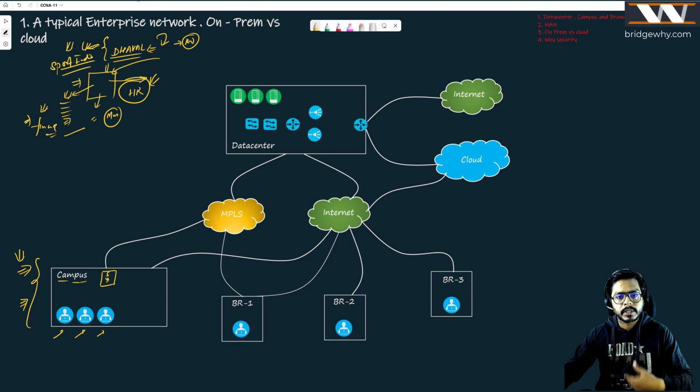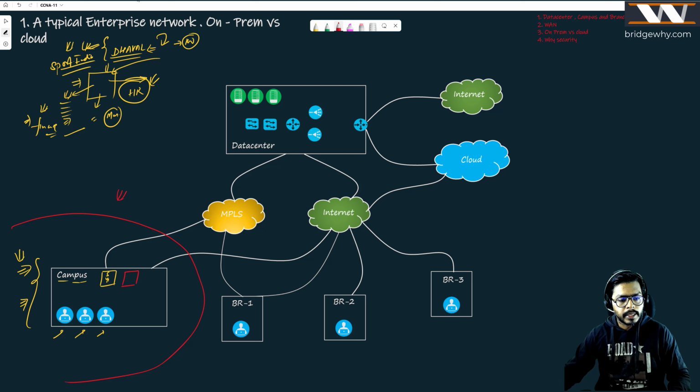Do not worry about the different parts like data center, internet, cloud, whatever we are showing. Just concentrate right now only at this red circle where we have this campus. We do not have anything else, apart from this campus. So we have the server, and then there are some more things inside this campus, right?